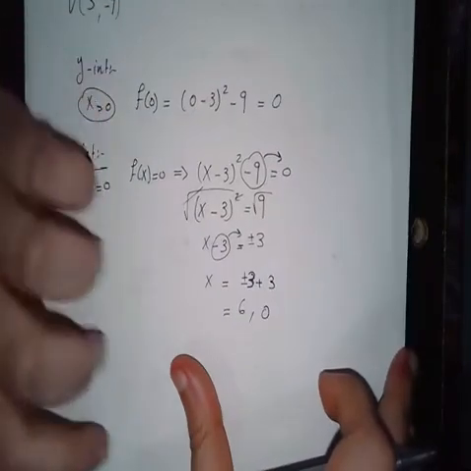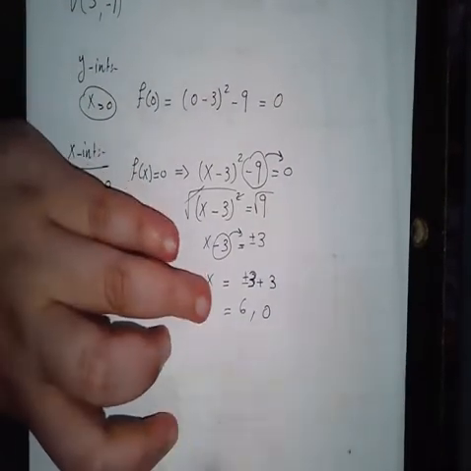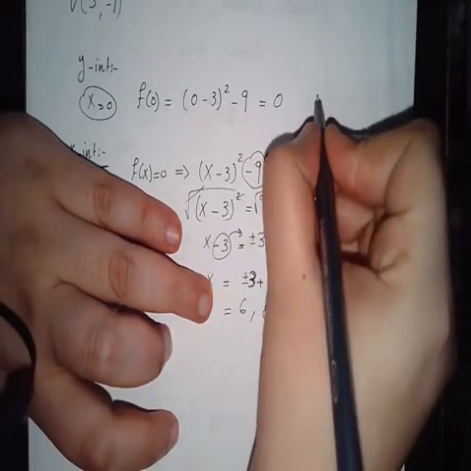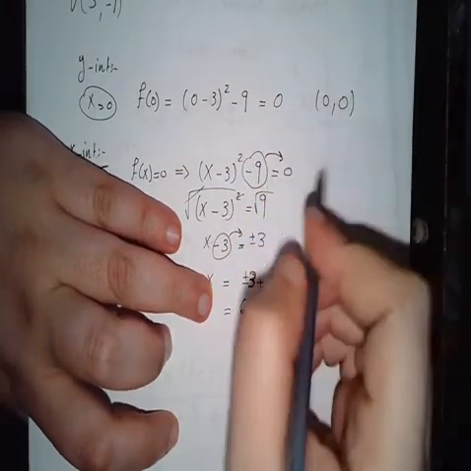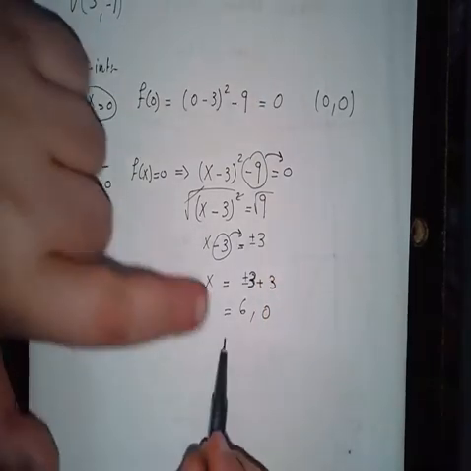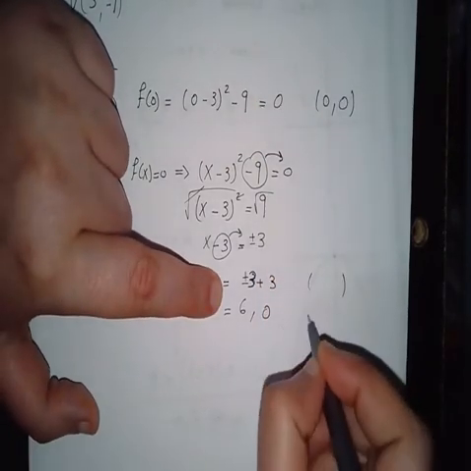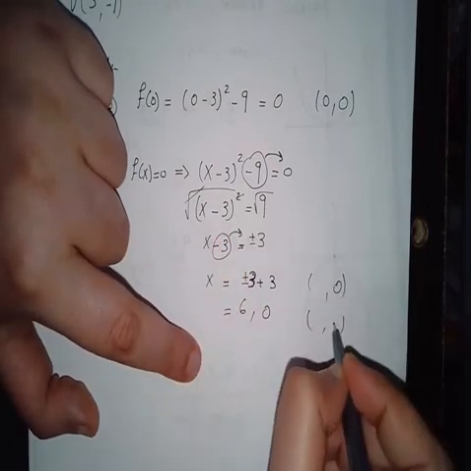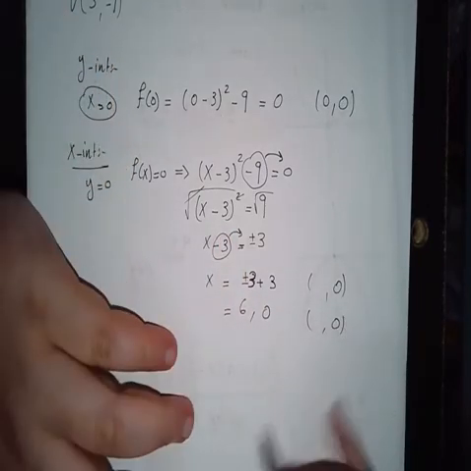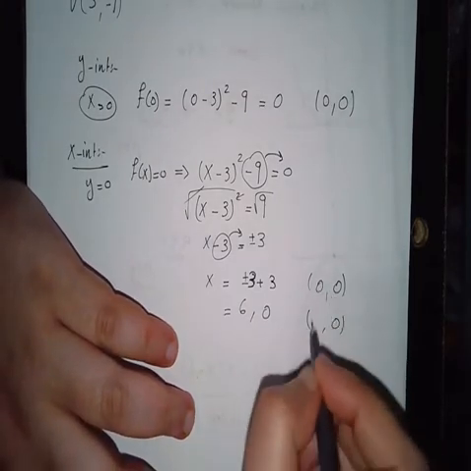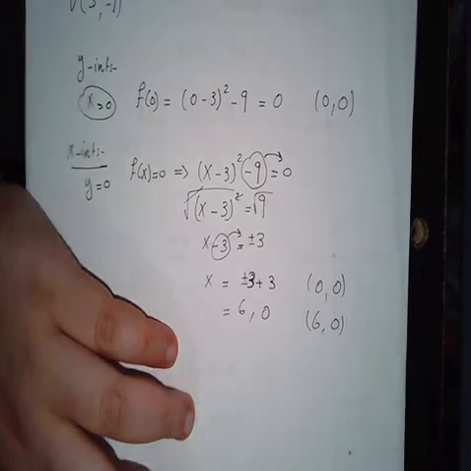Yeah? Now, we're not done. You need to give me the coordinates. So, for the y-intercept, it was what? 0, 0, because we plugged in 0 for x, and we found y to be 0. Over here, you have 2. For both, y is going to be 0, because in order for it to be an x-intercept, y has to be 0. As for x, one is still 0, 0, and the other one is 6, 0.